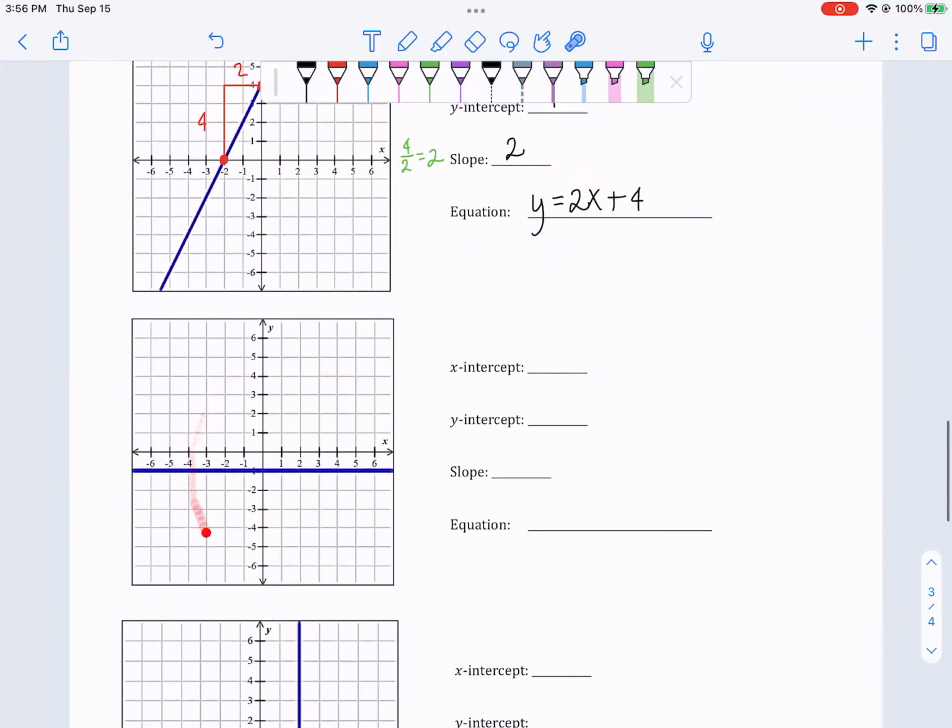All right, looking at this next one, this line does not hit the x-axis. There is no x-intercept. The y-intercept is down here at -1. This is a horizontal line, and the slope of a horizontal line is 0. The equation of this line, these all have the same y value. It's a horizontal line, y equals -1.